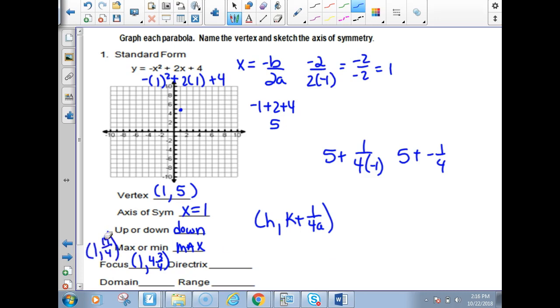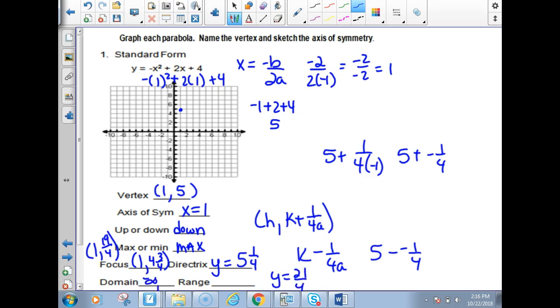I don't really care which way you write it, but the directrix is found by doing k minus 1 over 4a, so that's going to be 5 minus -1/4, which is adding a fourth. So it's going to be y equals, it has to say y equals. That is an equation, and it's 5 1/4. Or you can say y equals 21/4.